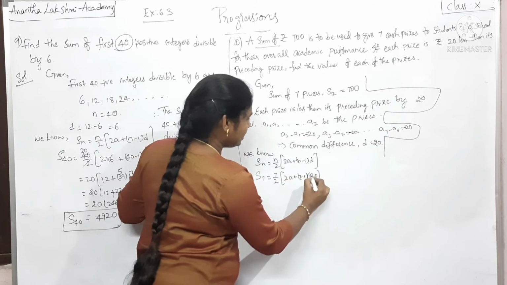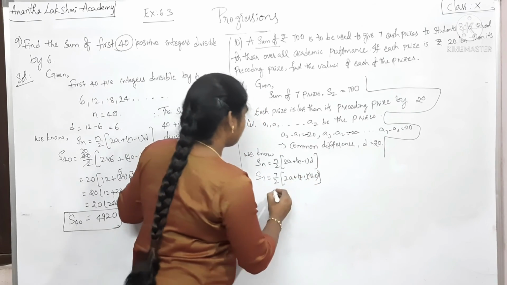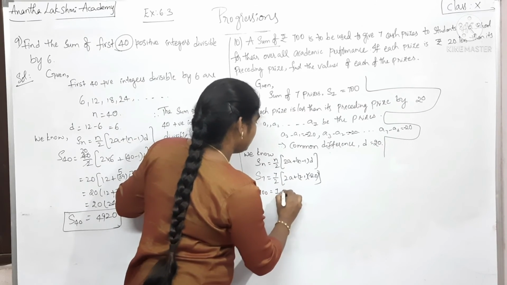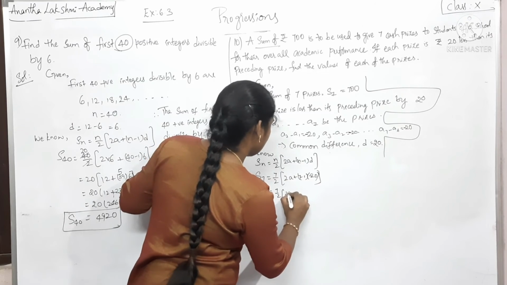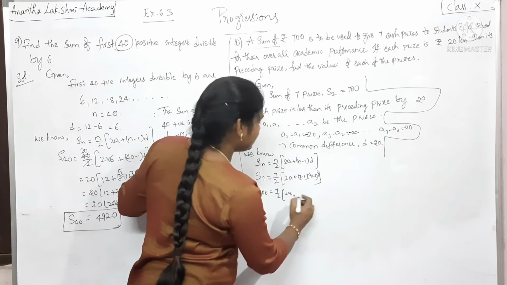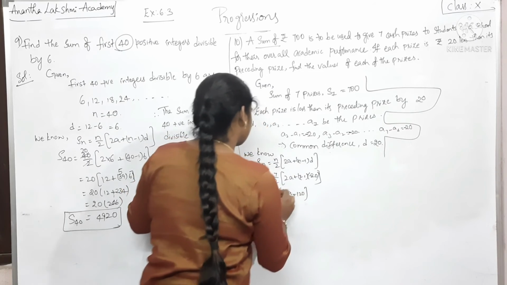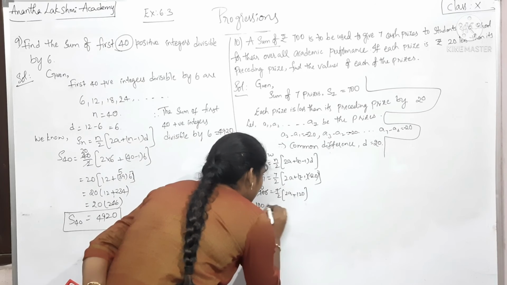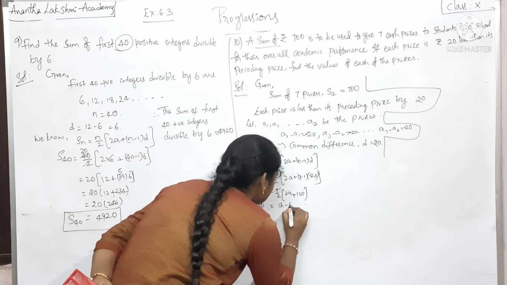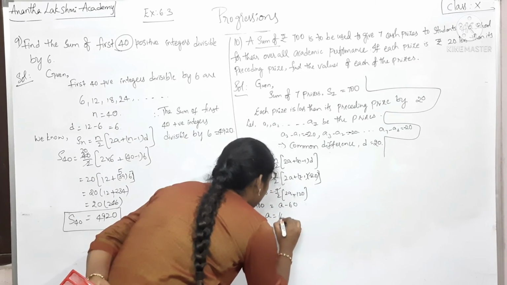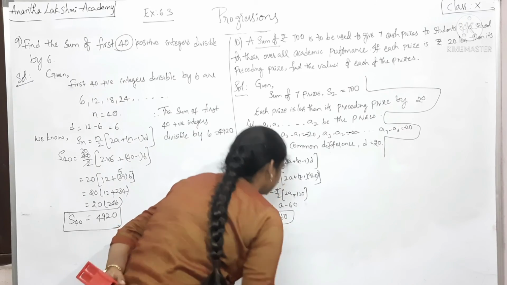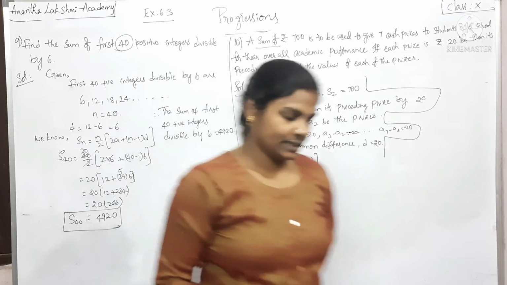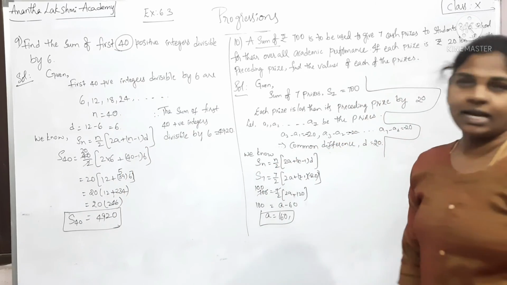Now substituting d as minus 20, with S7 given as 700: 7 by 2 into (2A plus 6 into minus 20, which is minus 120). 700 is equal to 7 by 2 into 2 times (A minus 60) after taking 2 common. So A is equal to 160, which means A1 is 160.